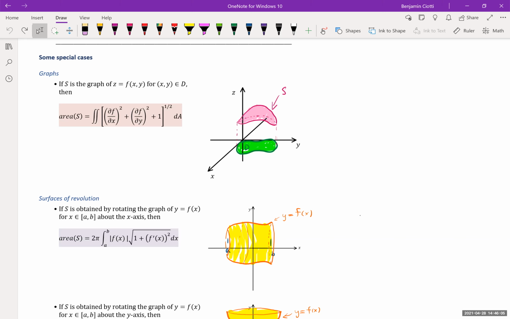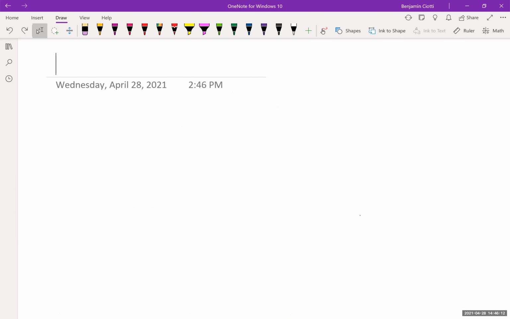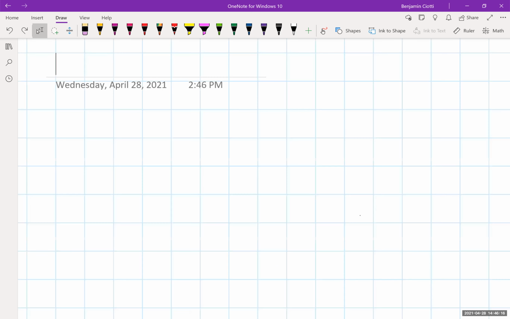There's a question about proving these. I thought you'd never ask. Yes, you can prove these. So, for example, how would you prove the graph formula?